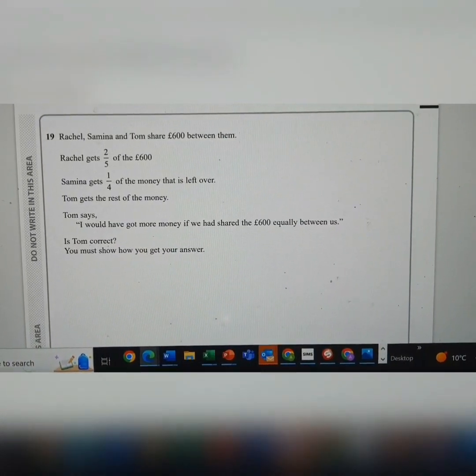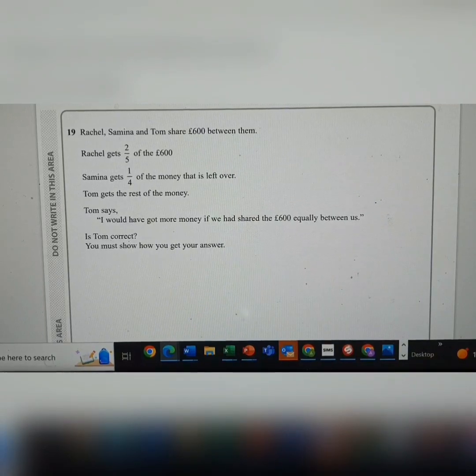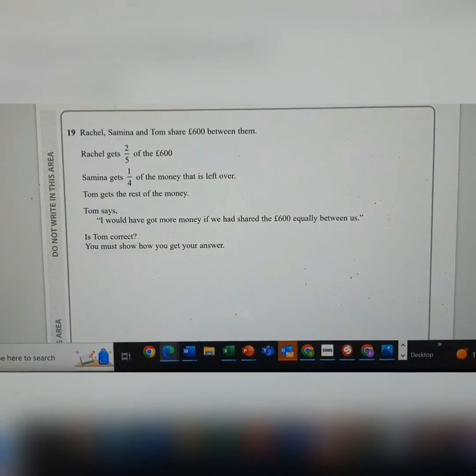Rachel, Samina and Tom share £600 between them. Rachel gets 2/5 of the 600. Samina gets 1/4 of the money that's left over. Tom gets the rest of the money. Tom says, I would have got more money if we had shared 600 equally between us. Is Tom correct? You must show how you got your answer.